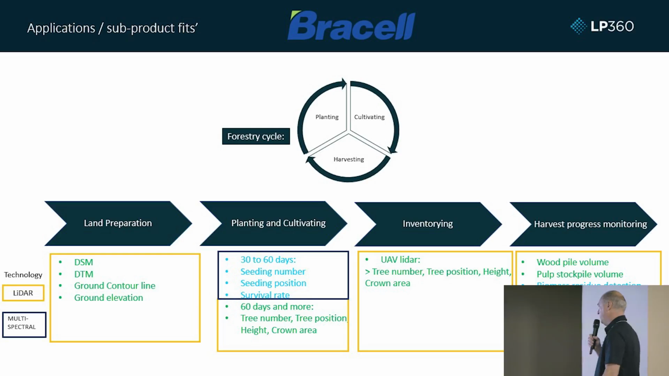Inventory, of course, is one of the most important things that they were evaluating and testing, and using the ITS for that, to see the tree numbers, the tree position, the height and grow area. And then, right now, they are in the process of testing the wood pile volume, also using the LiDAR, the pulp stockpile volume, and probably the biomass residue detection, biomass residue elevation, and biomass residue quantification.